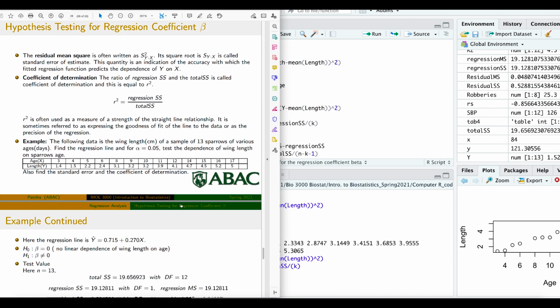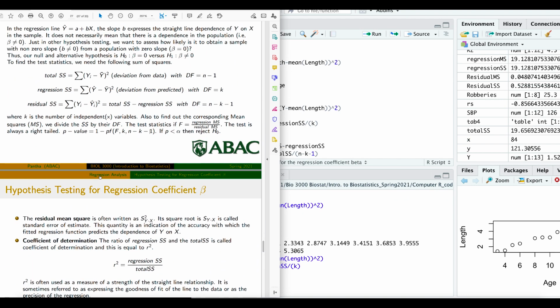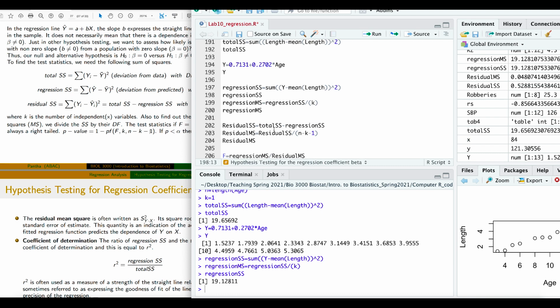So if you divide the regression SS by degrees of freedom, we denote that by regression MS, mean square. Regression MS is this divided by the degrees of freedom. We got the same value, right? Similarly for the residuals, what is the formula? It is yi minus y hat, meaning the data yi minus the predicted yi. You see that? That is one way to do that.